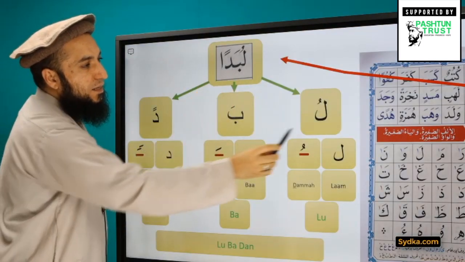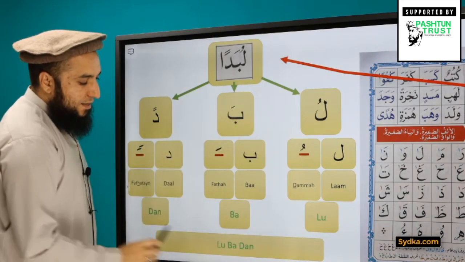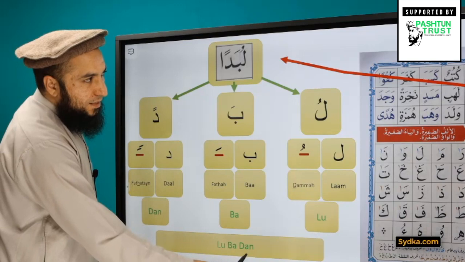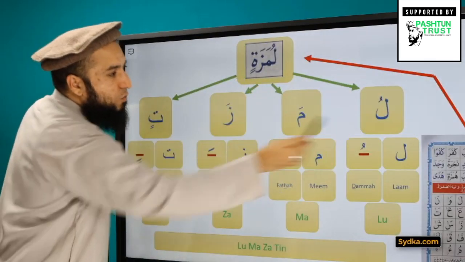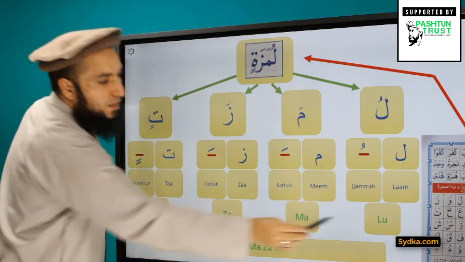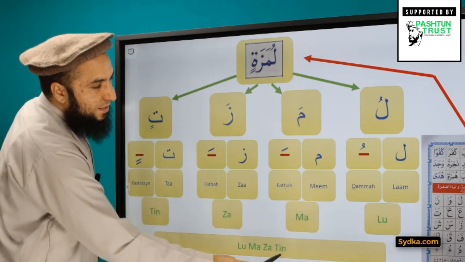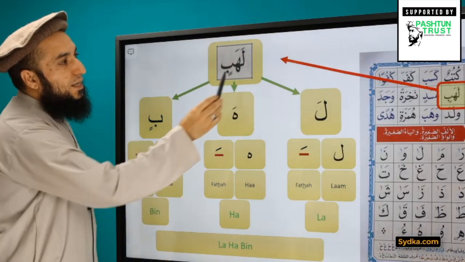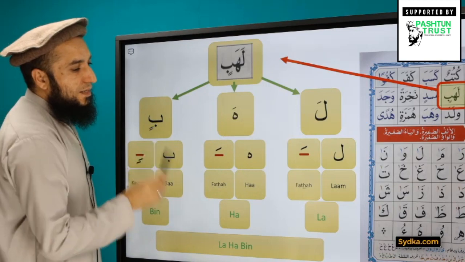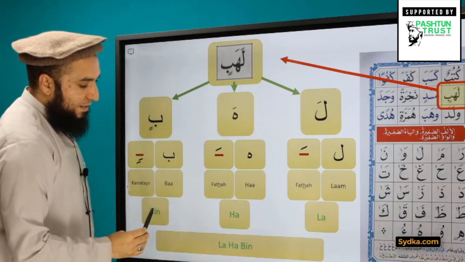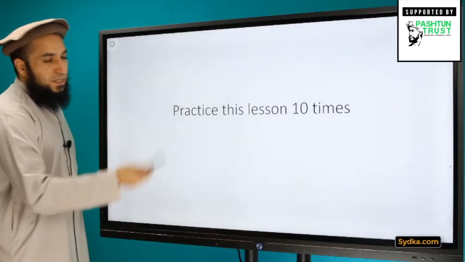Lubadan, lubadan. Lumazatin, lumazatin. Lahabin, lahabin. So this is the end of this session.